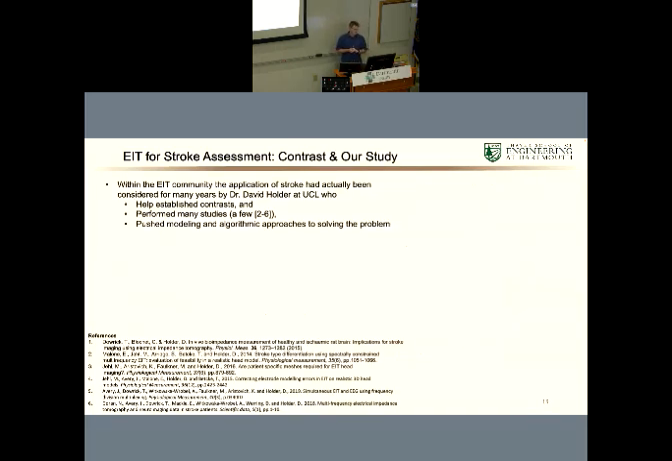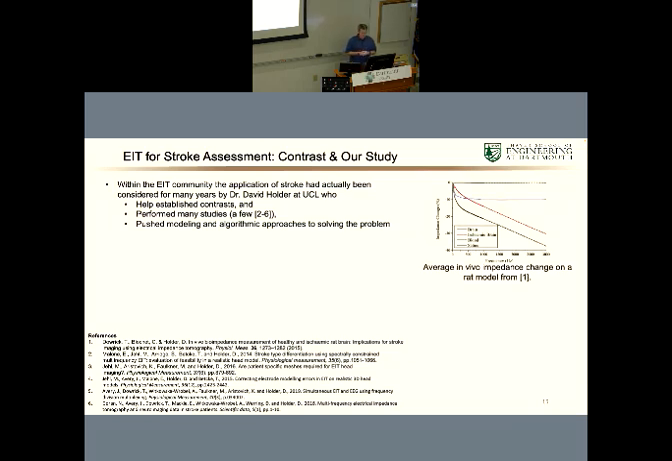Whenever I talk about applications like this, I'm not the first person to look into this, and I wanted to emphasize that. We have a colleague over in London, Dr. David Holder. He's been working on this for many years in addition to other projects. He's helped establish the contrast of ischemic brain tissue to normal brain tissue. This is one result from one particular rat model. He's published many studies and pushed a lot of the modeling and algorithmic approaches. I just listed a few references there to say that it's been looked at.